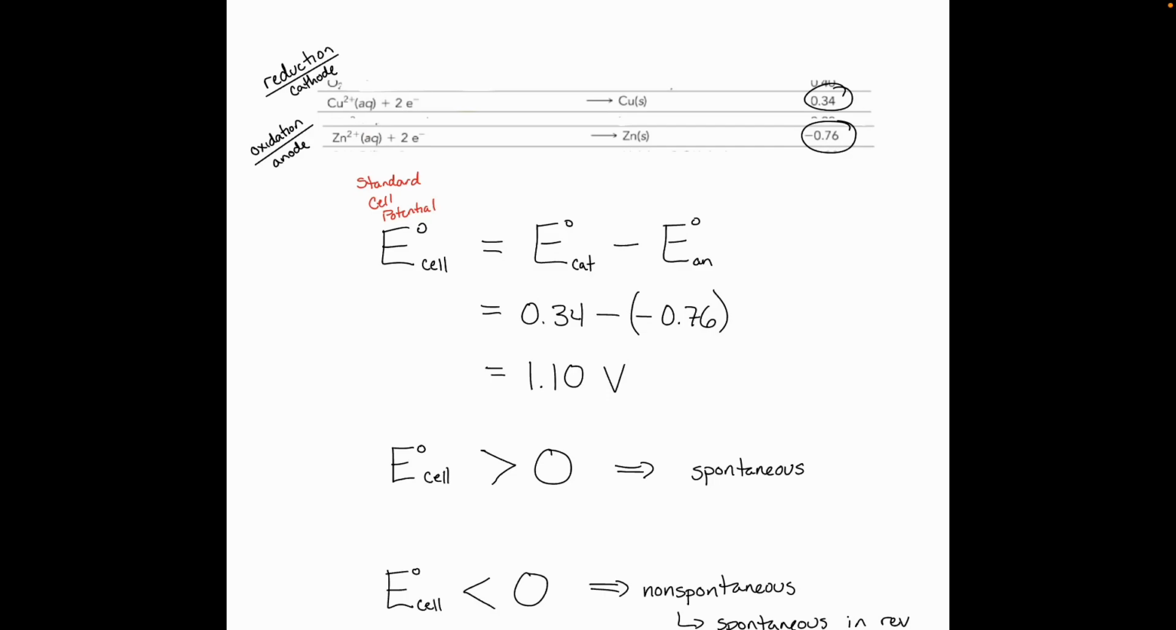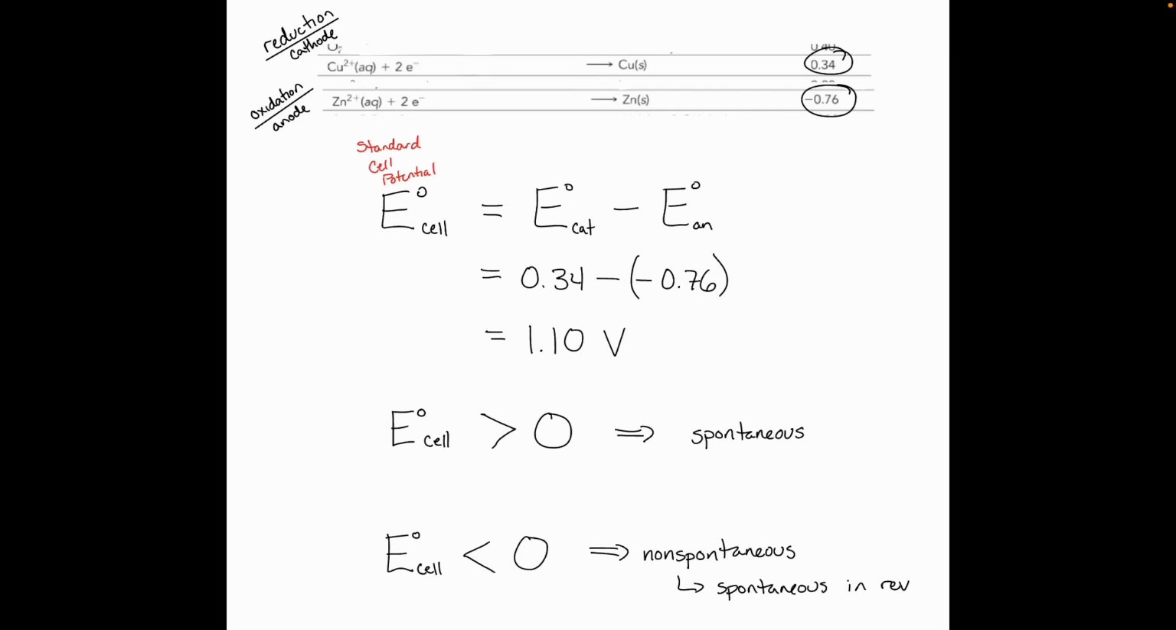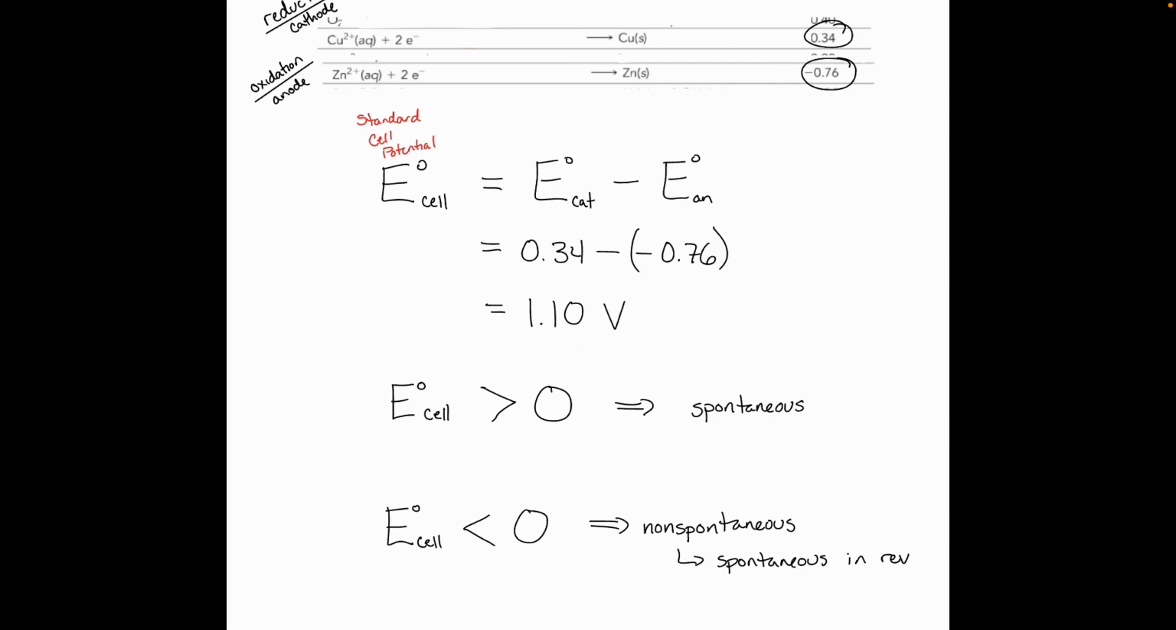So remember, where we left off last time was how to use that constants page to figure out what's called the standard cell potential for our battery. We look up our oxidation reaction that happens at the anode, our reduction reaction that happens at the cathode. We take the value at the cathode, subtract the value at the anode, and we get our potential for that battery in volts.